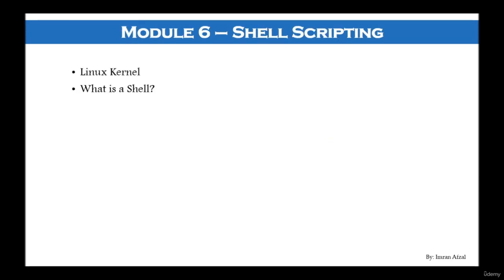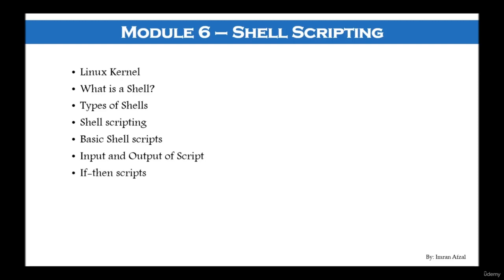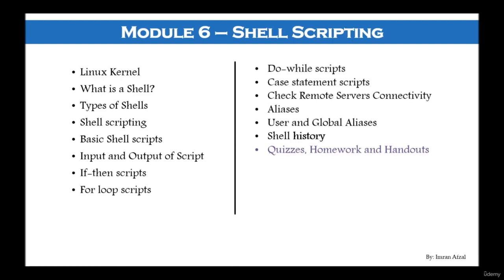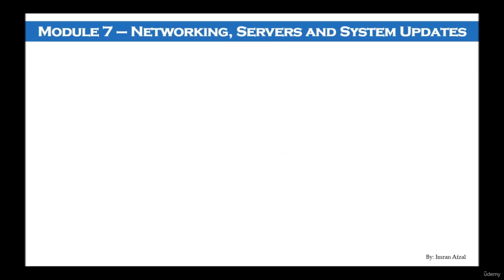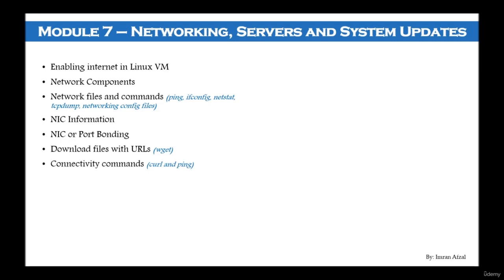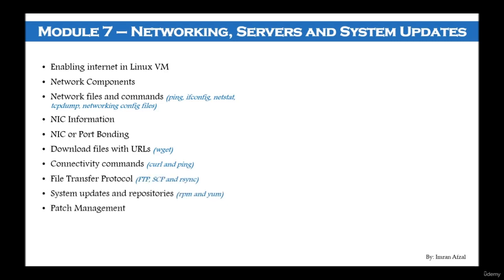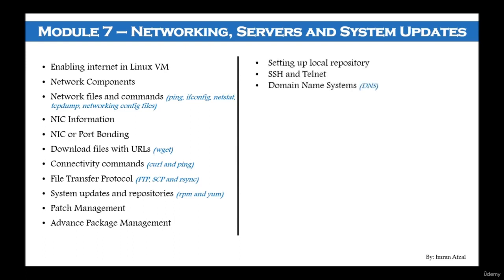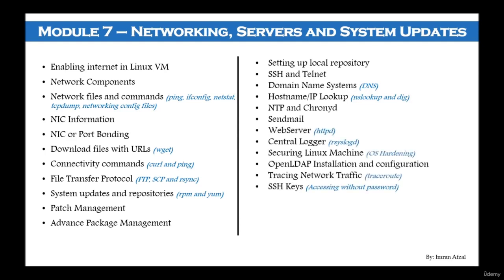Moving on to module 6, we'll talk all about shell scripting. I'll show you if-then scripts, for loop scripts, do-while scripts, and many more scripts. Module 7, networking, servers, and system updates. We'll talk about networking components, bonding network ports, downloading files from the internet, SSH versus telnet. We'll talk about DNS, hostname and IP lookup, NTP, crond, sendmail, and all these services that you see.